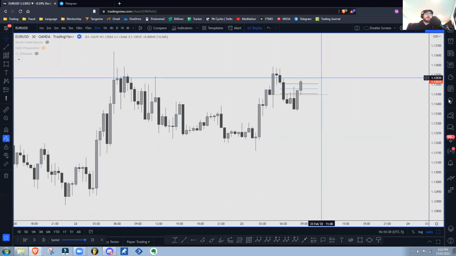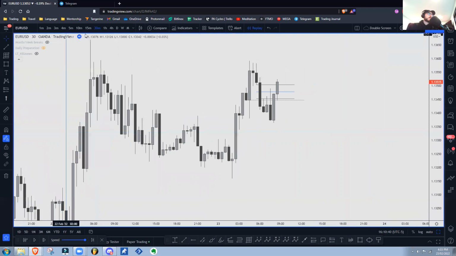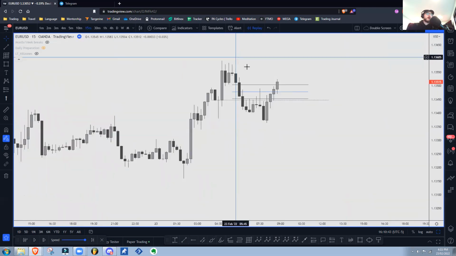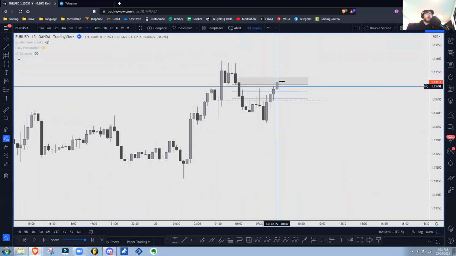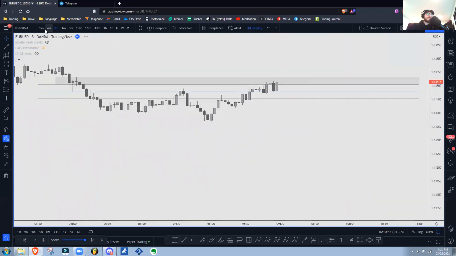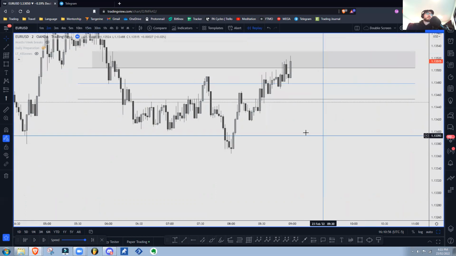Then the next one tagged. And at this point was where I should have been a little bit more adamant for shorts, sorry, right? Now that I have my inducement, I have my high there. This is my weak low. So we can go into smaller time frames to start to wait for our setups here, right?